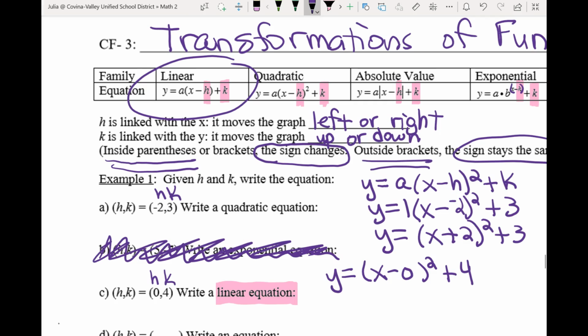It's a linear. Thank you. That was a lot of you. I'm going to just have to give extra credit to like the whole bunch. Yes, you're right. Linear would not have this squared.